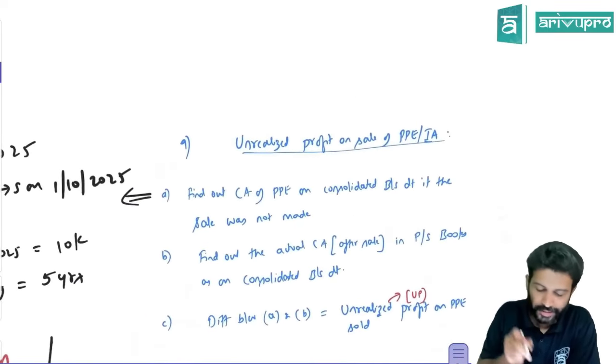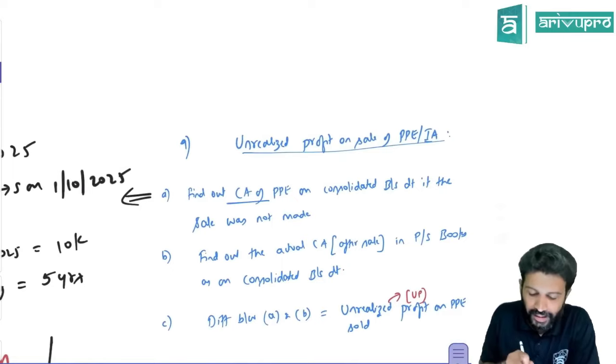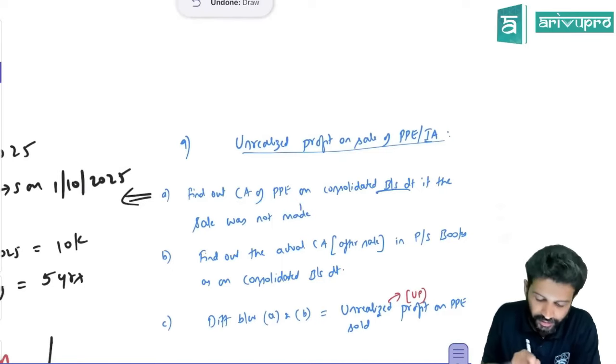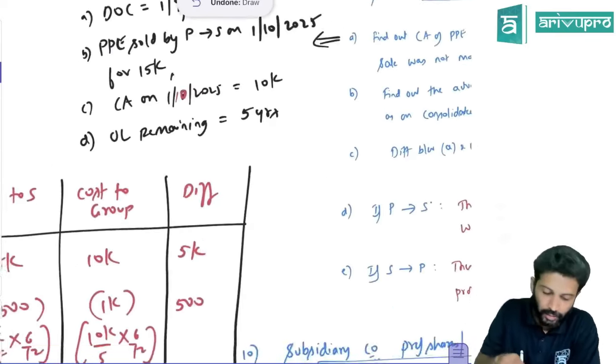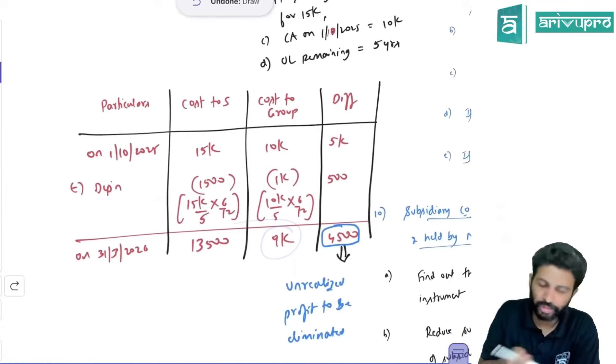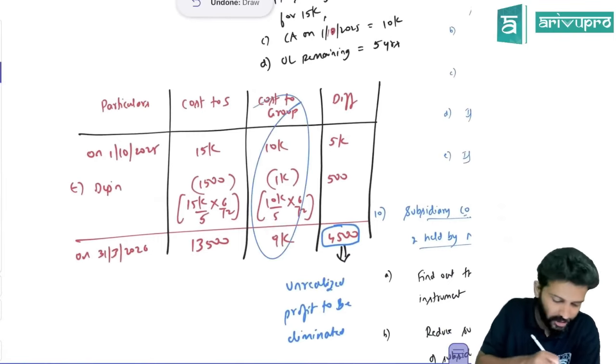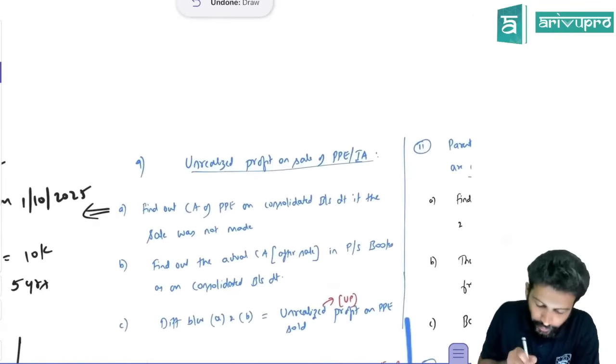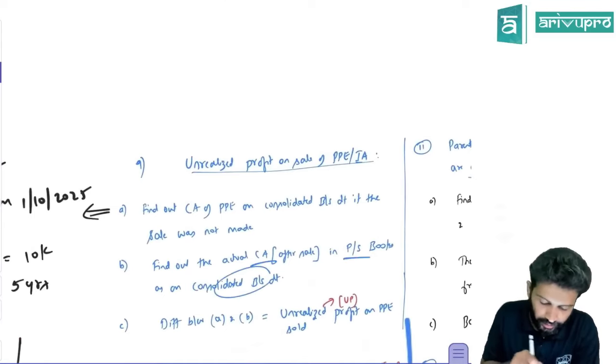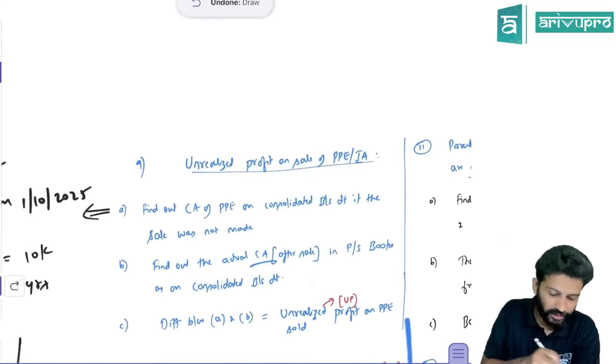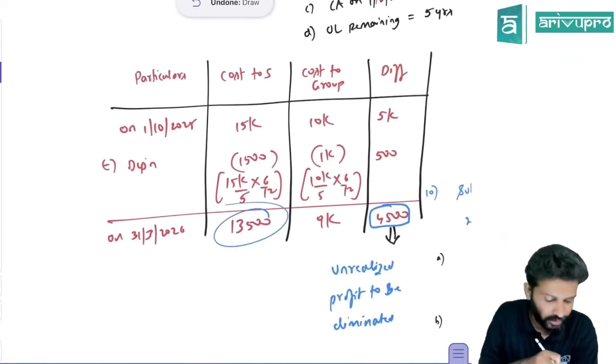So how to find that out? I've expressed it in words. See if this makes sense to you. Find out the carrying amount of PPE on the consolidated balance sheet side if the sale was not made at all. If the sale was not made, the carrying amount would have been only 9,000. Correct? Because the parent would have charged depreciation only this much. Now find out the actual carrying amount after the sale. After considering the sale, the actual carrying amount at the end of the year is 13,500.